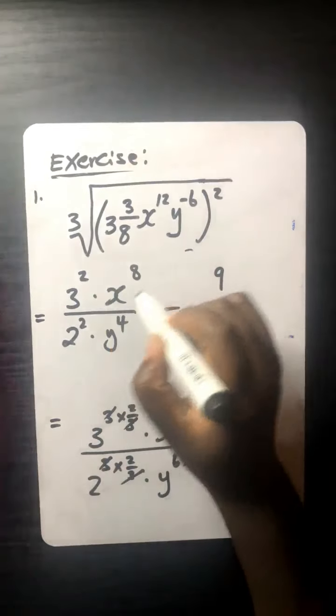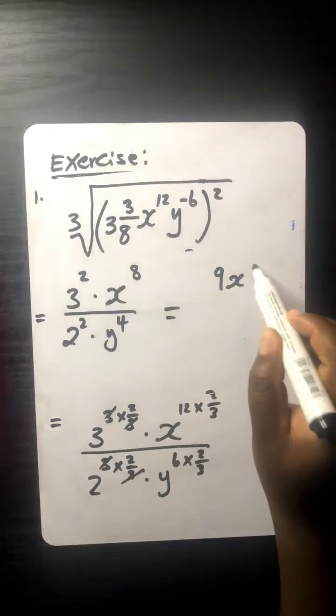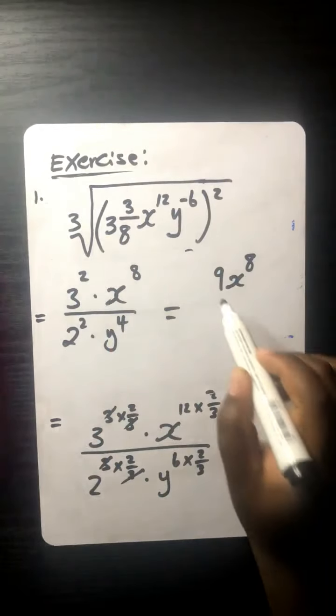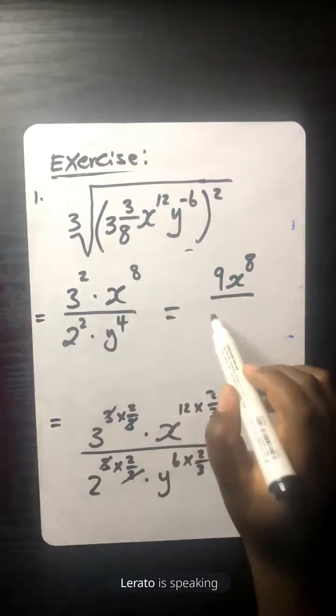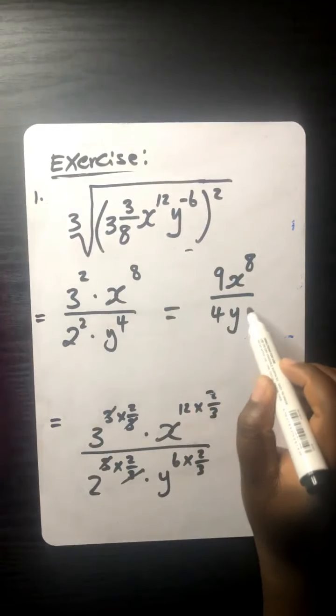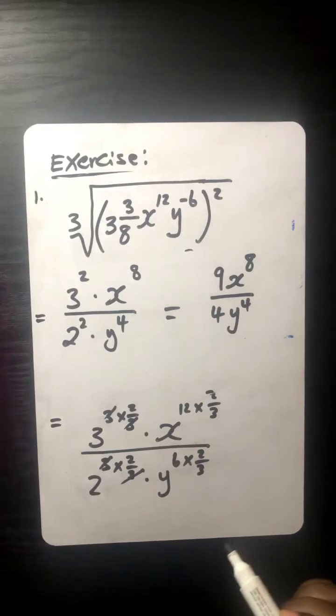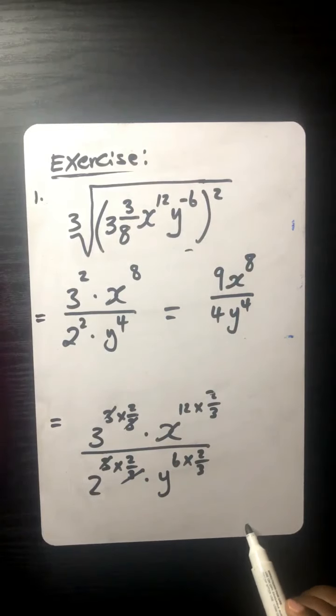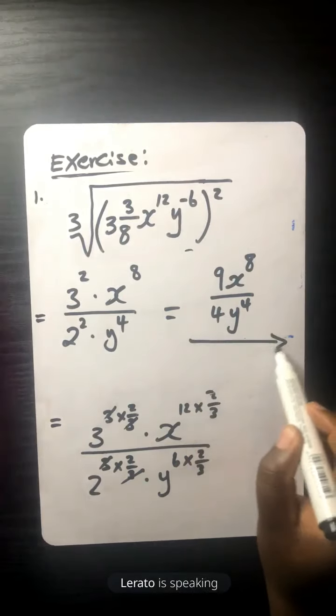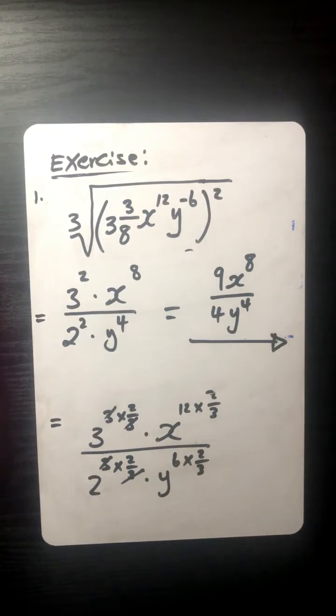I cannot further simplify that part, so it remains as x to the exponent 8 divided by 2 squared, which equals 4y to the exponent 4. So this is the end of that problem.